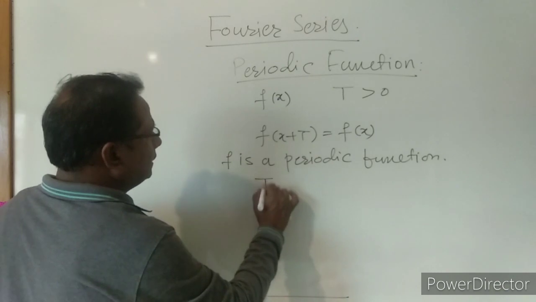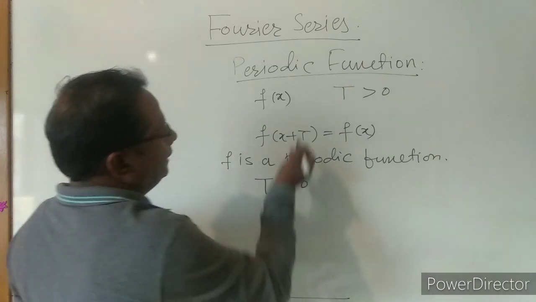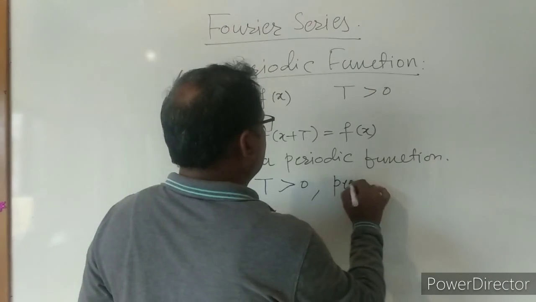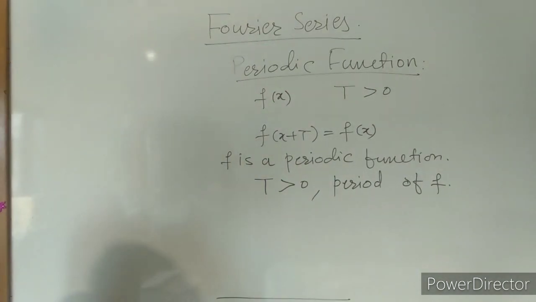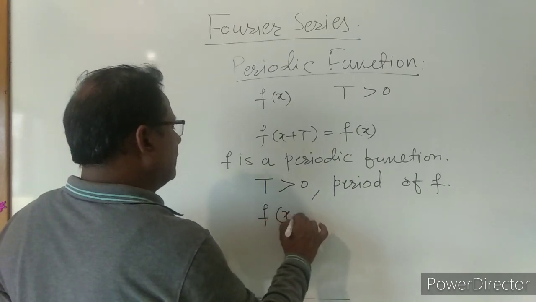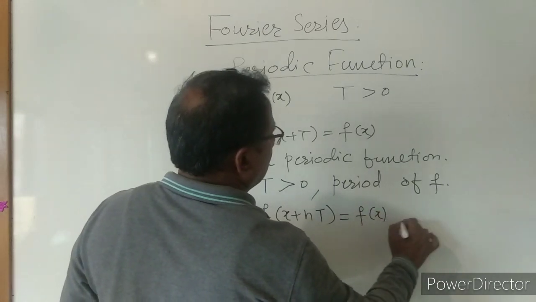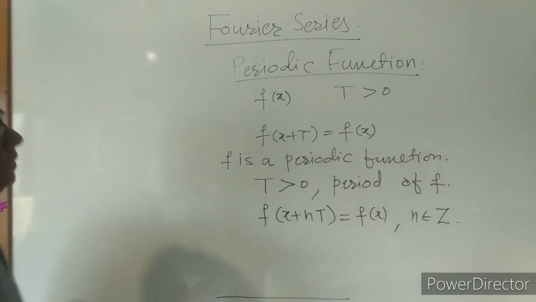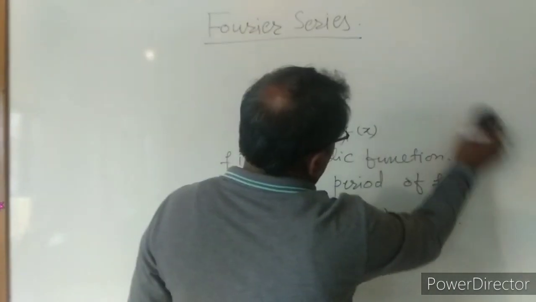And if T is the smallest such quantity, that means T greater than 0 is the smallest such that f of x plus T equals f of x, then this T is known as the period of function f. If T is the period of a periodic function f, then we have this property: f of x plus nT equals f of x for any integer n. Okay. So with this much information about periodic functions, now we are going to define Fourier series.